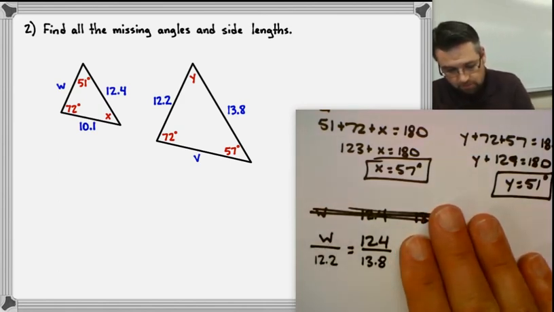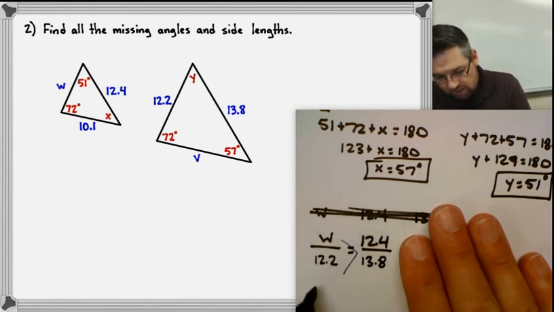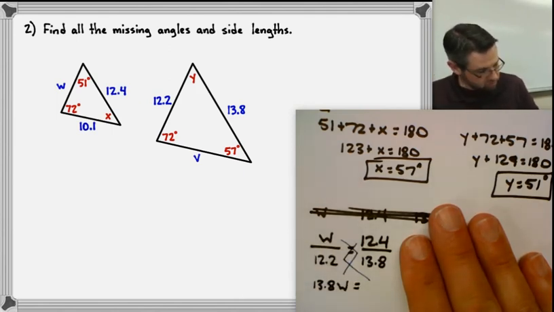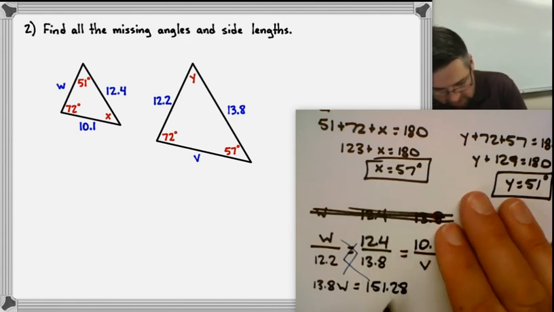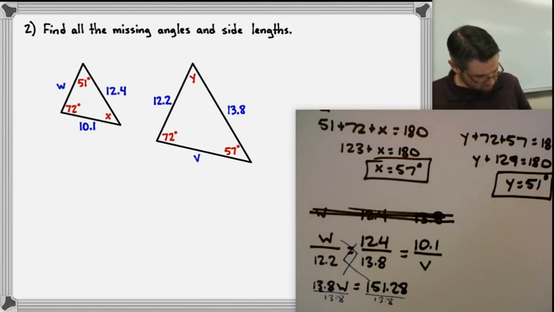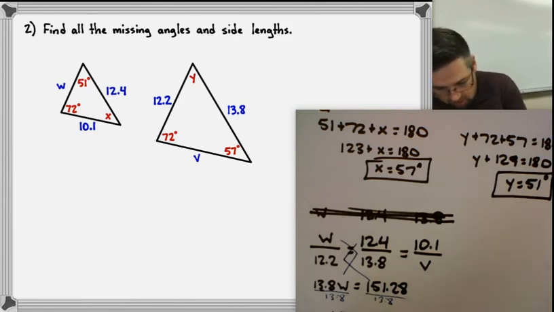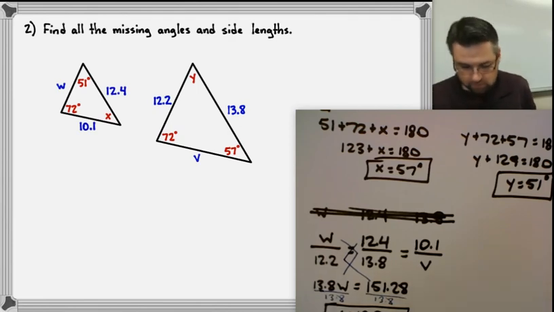So W times 13.8, that's going to be 13.8W, and that's equal to 12.4 times 12.2, and I'll get my calculator out for that. 12.4 times 12.2 is going to be 151.28. And then we will divide by 13.8 on both sides. And divided by 13.8, we end up with W equals 10.962. And there's no units on that, so that's all W is, okay?